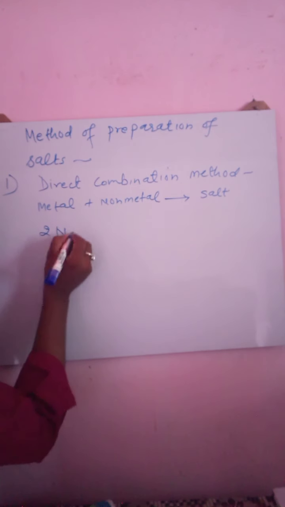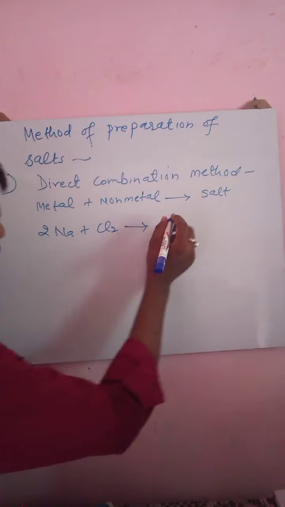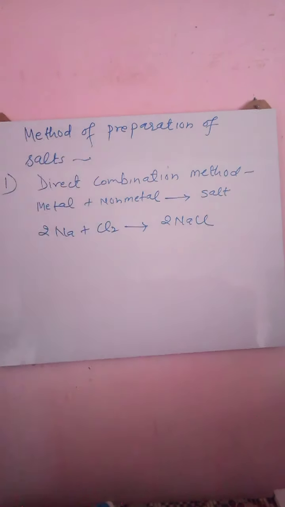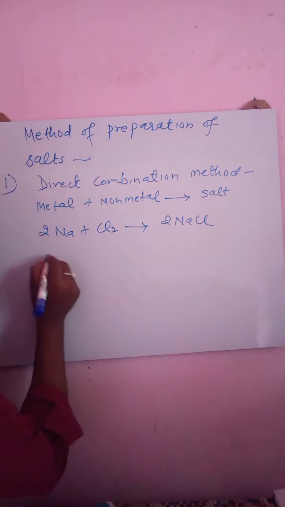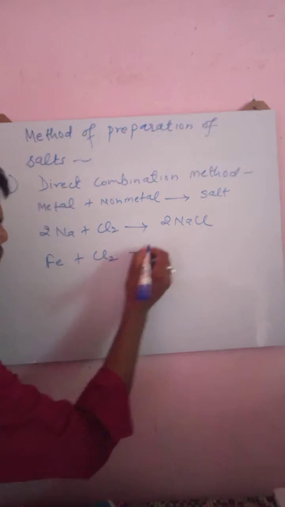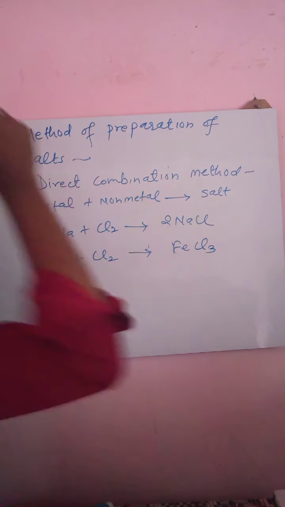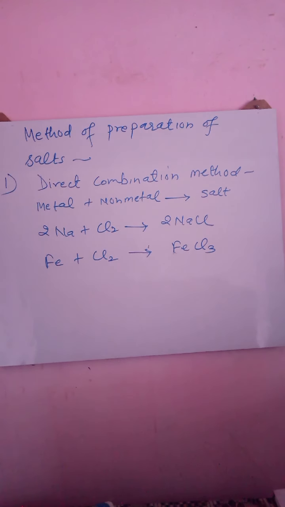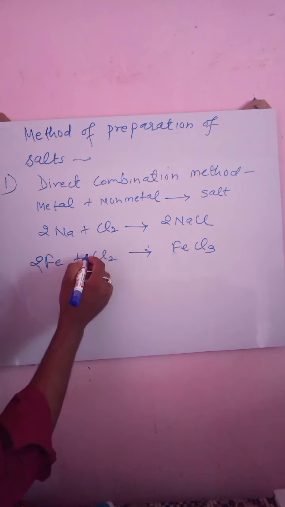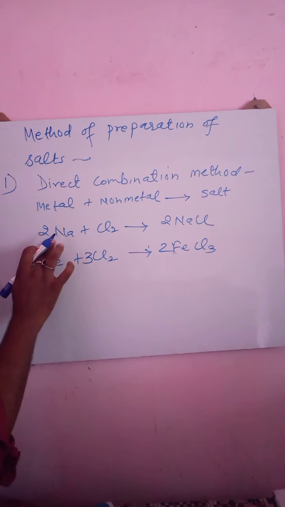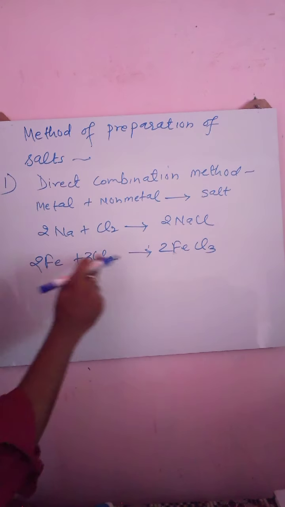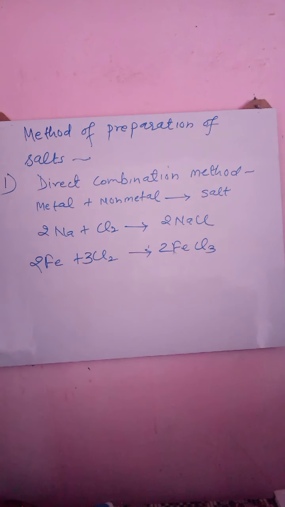For example, sodium metal combines with chlorine to give sodium chloride salt. Iron combines with chlorine to give FeCl3, iron third chloride. Very simple way. It is a type of reaction: A plus B gives AB. Na is A, chlorine is B, gives AB. This is the direct combination method.